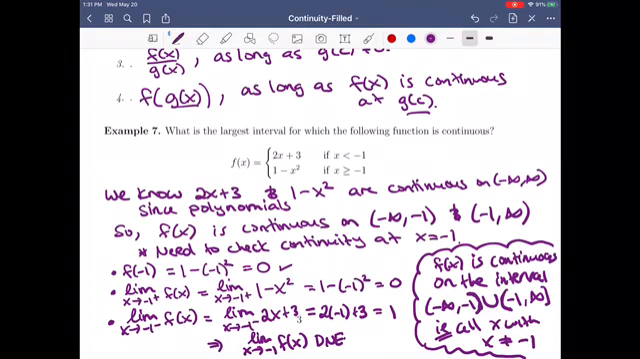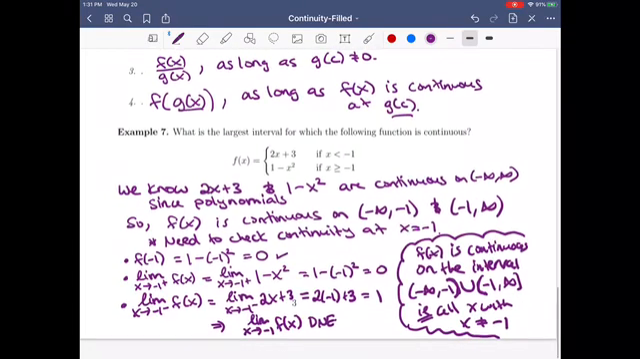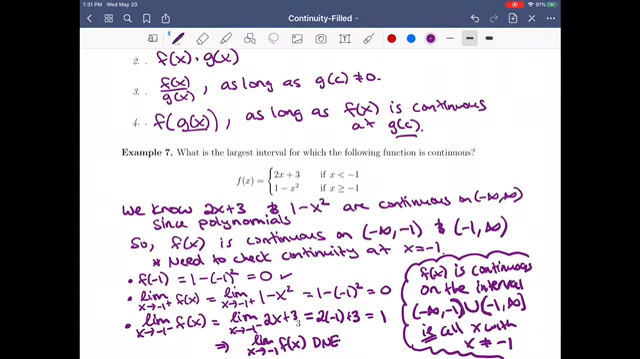And if you draw this function, you'll see that they don't meet up at -1. The graphs go to different spots, so we have a jump in the graph, which is why the limit doesn't exist there. So the function's not continuous there.